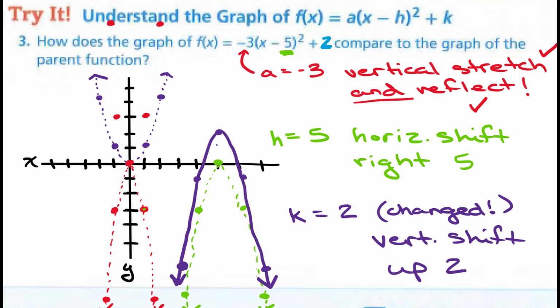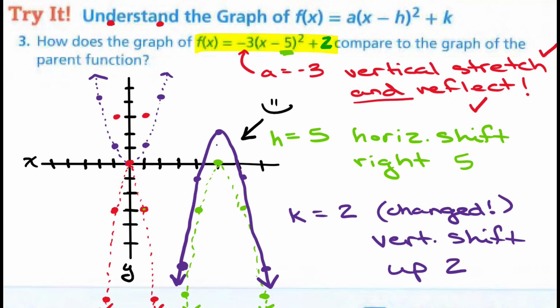Whoa. This is tough for me on my tablet, but I'm getting better. I gotta practice to learn. Your final answer for the graph of f of x is equal to -3 times the quantity x minus 5 squared plus 2. Remember we changed that to a 2? My final answer is this graph right here.